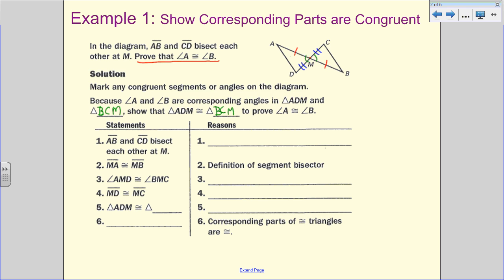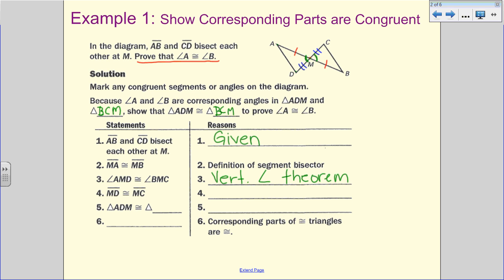So, our first statement, like we said, usually comes from our given. Segments AB and CD bisect each other at M. How do I know that? Because that was given. We then know that MA is congruent to MB. That's the definition of a segment bisector. We then have angle AMD, so A to M to D, this angle right here, is congruent to angle BMC, and that's our vertical angle theorem.